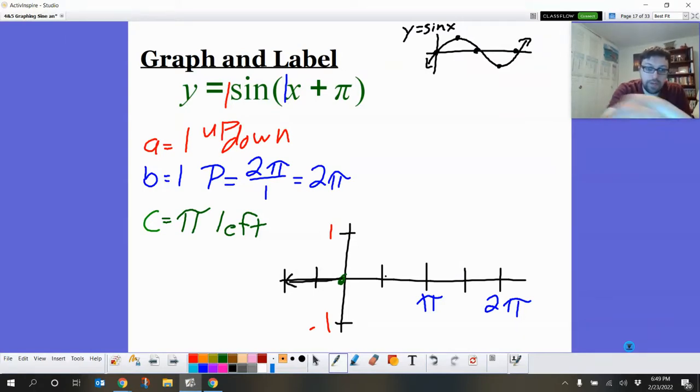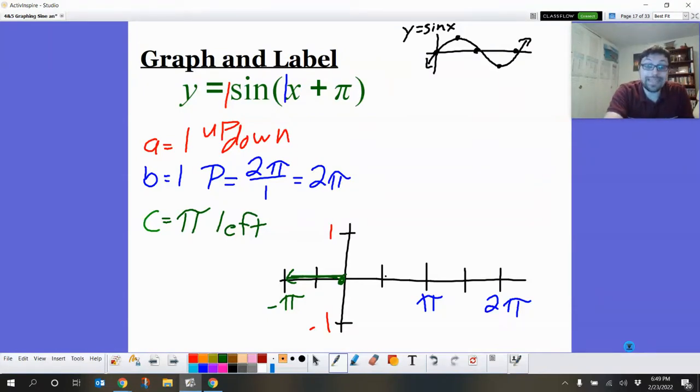Great. But where is this? I don't want it black. I would like it green, please. So then you can see it. Pi to the left. So where is this cool new spot that I'm at? Well, it's negative pi because I was at 0 and I subtracted a pi, negative pi.